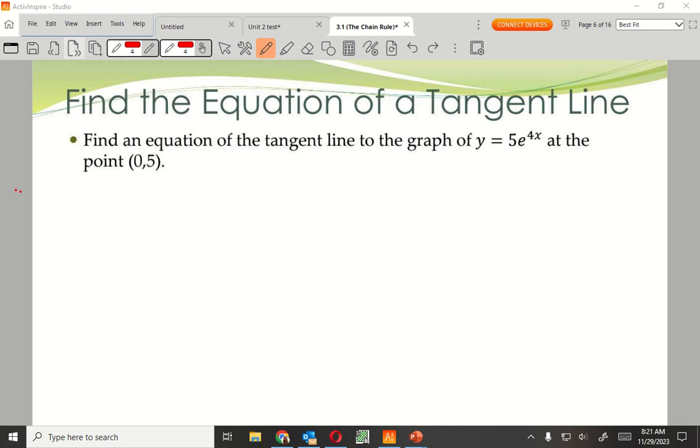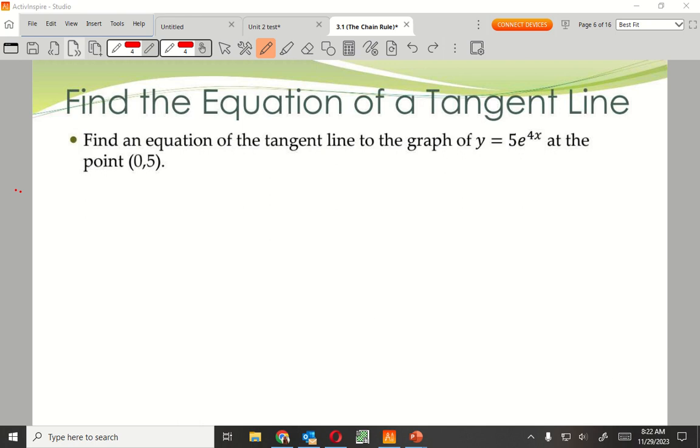Find the equation of the tangent line to the graph at the point. All right, so first thing, tangent line implies that I need to do what? I need a derivative. So let's identify the parts because this is going to be chain rule, isn't it? Yes, good. It's going to be chain rule.